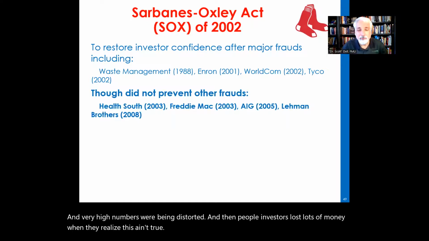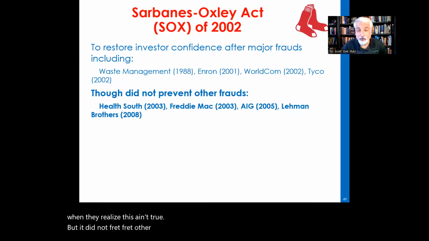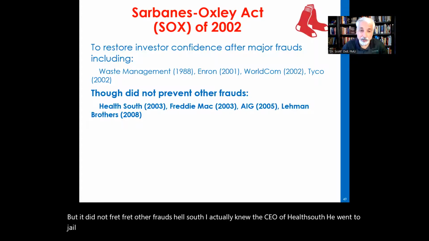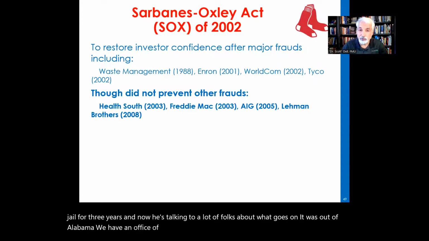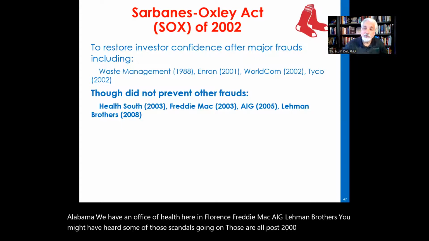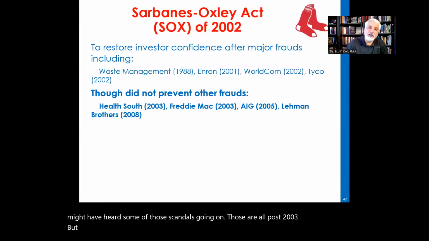But it did not prevent other frauds. HealthSouth, I actually knew the CFO of HealthSouth. He went to jail for 3 years, and now he's talking to a lot of folks about what goes on. It was out of Alabama. We have an office of HealthSouth here in Florence, actually. Freddie Mac, AIG, Lehman Brothers, you might have heard some of those scandals going on. Those are all post-2003. But Sarbanes had a bunch of rules that did improve a bunch of things.